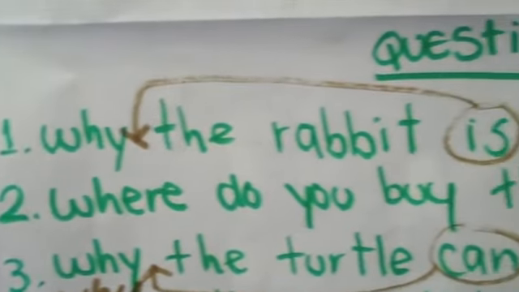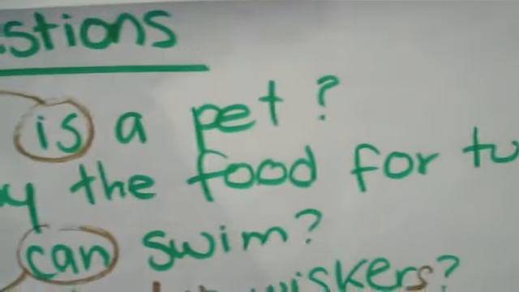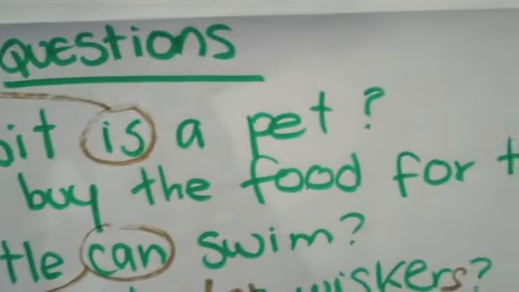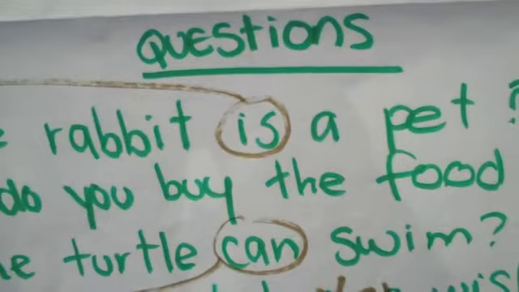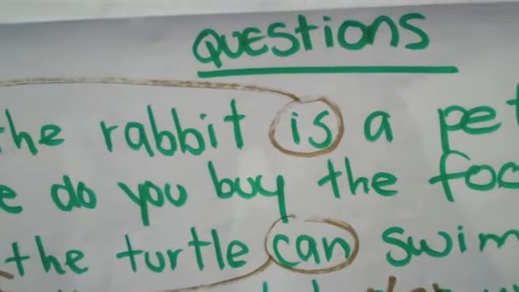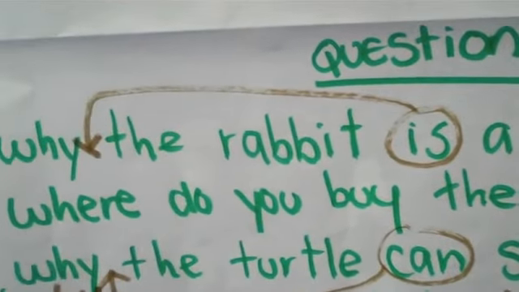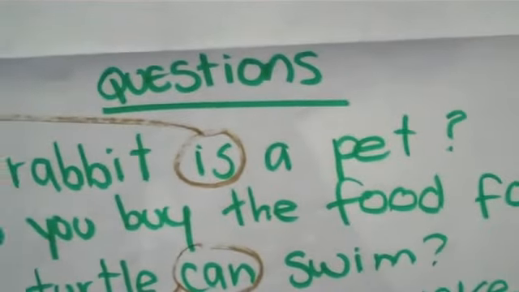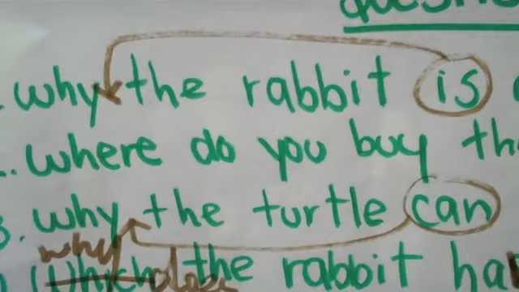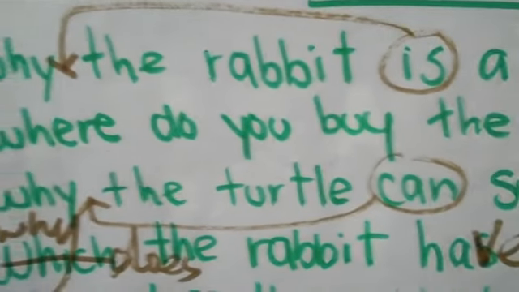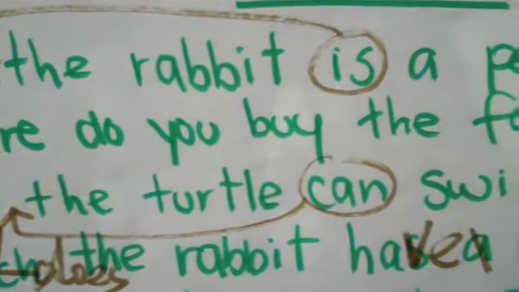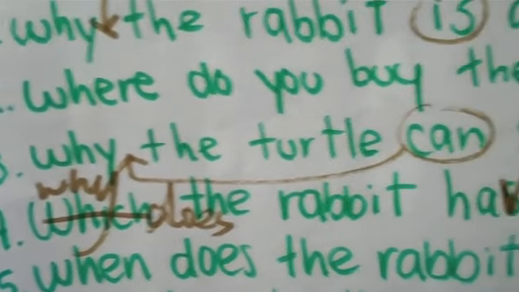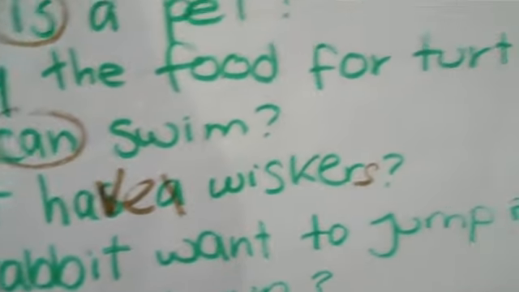The class is doing the corrections. We can see here why the rabbit is a pet, and one of the students uses the move this word to moving the is to why is the rabbit a pet. Again here, moving the can, why can the turtle swim? So you can see here the correction marks that now the students are making.